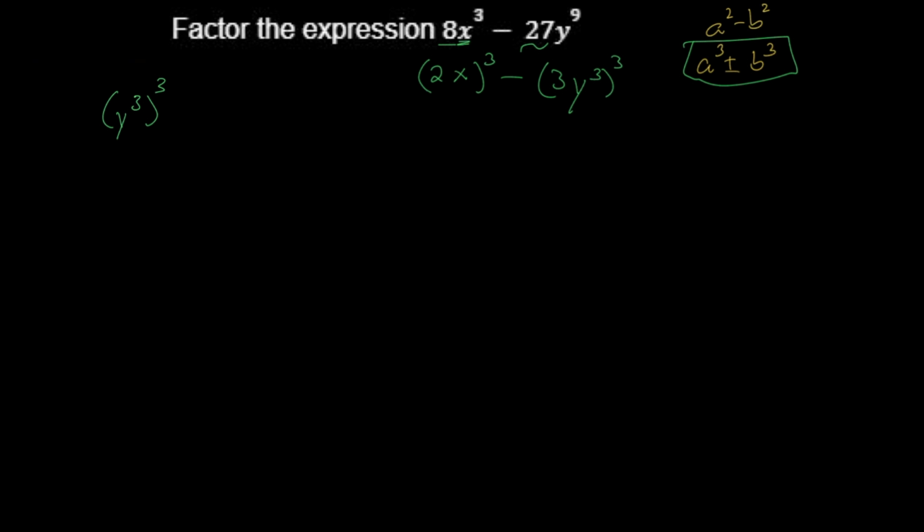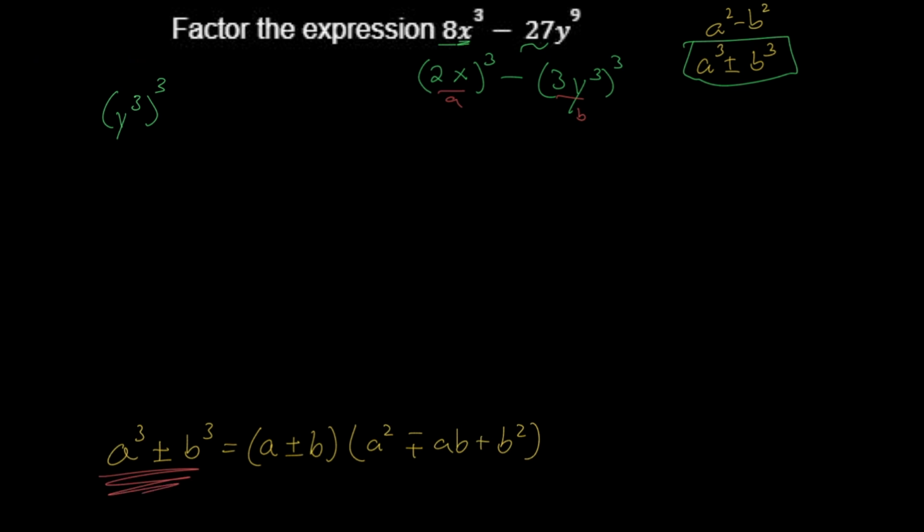So we can successfully write both terms as perfect cubes, which means it will follow the a cubed plus or minus b cubed pattern. As we go through this, the 2x is going to be our a, and the 3y is going to be our b. So going through the formula, we are starting with this side, the perfect cube plus or minus perfect cube, and going to the other side. So my first factor is going to be my a, which is 2x, and then keep the sign the same. So 2x minus 3y cubed, which is my b.